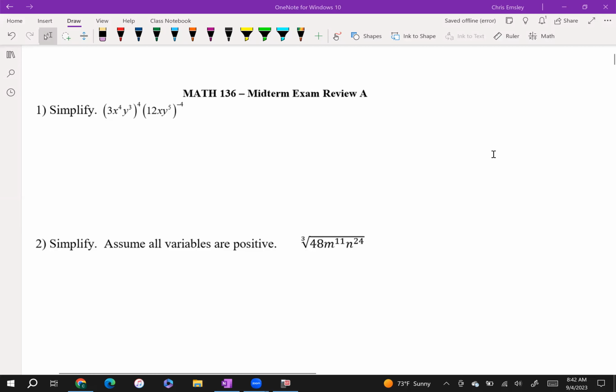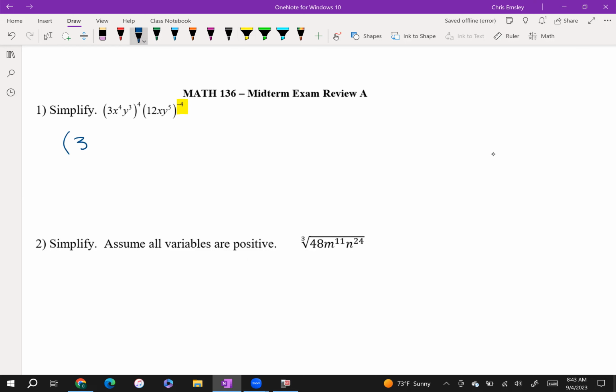Okay, this is the Math 136 midterm review, version A. Start off here with number 1, where we are going to simplify some exponents. We need to use the properties of exponents here, and there are a few different approaches of how you could start this one. What I'm going to do is first just address that negative exponent.